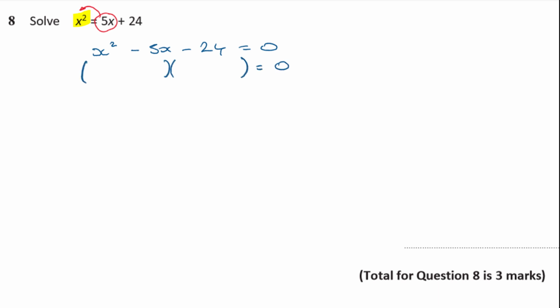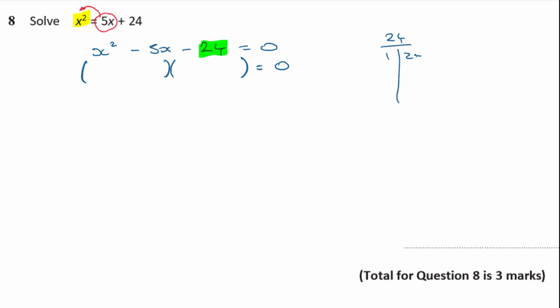Otherwise, you've got to use the formula, which is hideous without a calculator. So let's hope it does. Now, in order to factorize it, the first thing I'm going to be looking at is this number on the end here, the minus 24. I'm going to just think about what the factor pairs of 24 are.